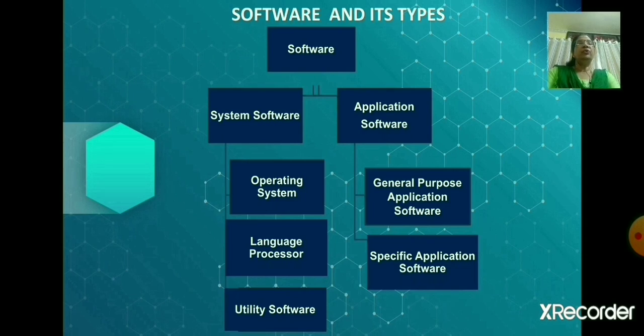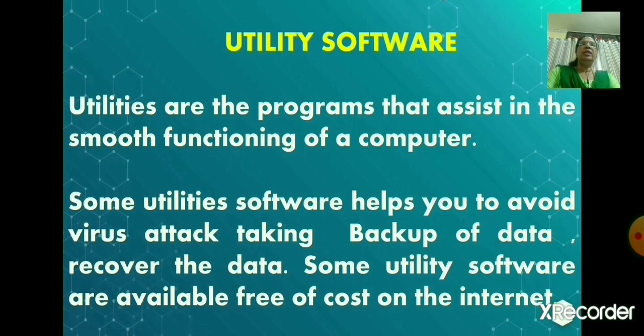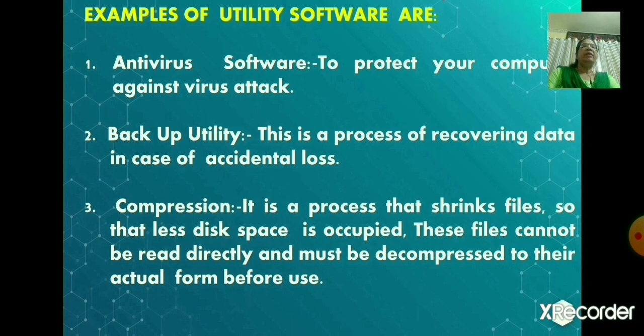Now next one, utility software. Right? What are utility software? The utilities are the programs that assist in the smooth functioning of a computer. To run the computer smoothly, we need some utility software. We will see that one by one. Antivirus software. What is the use of antivirus software? To protect your computer from viruses, we need software. All are using antivirus software. Because we have to protect our computer from viruses. So the antivirus is utility software.